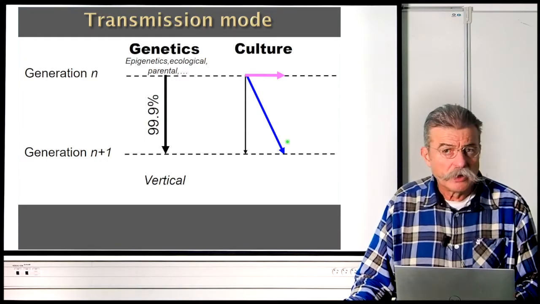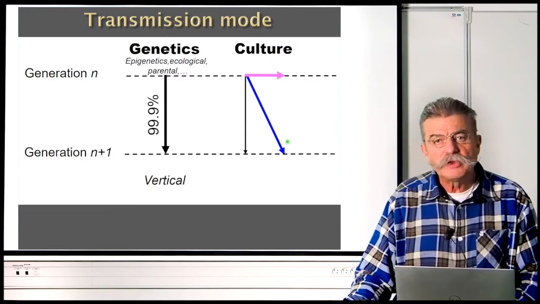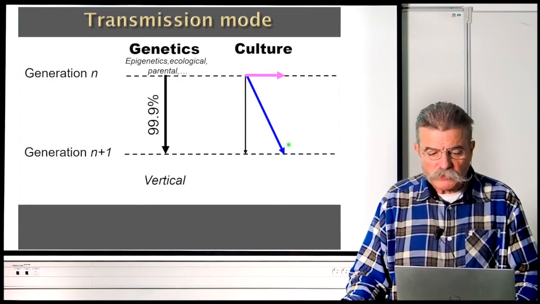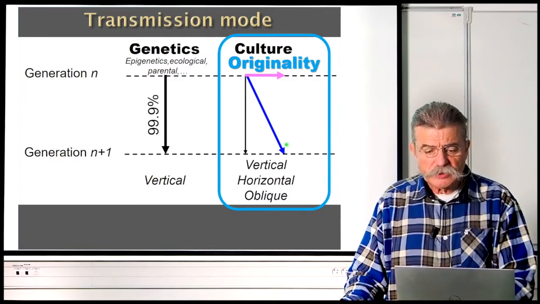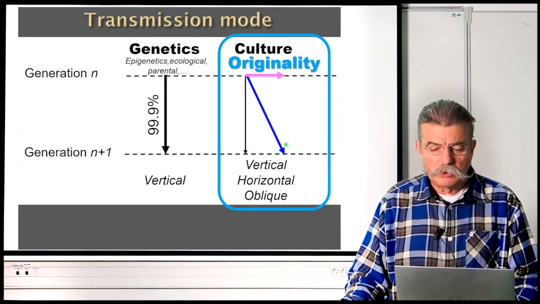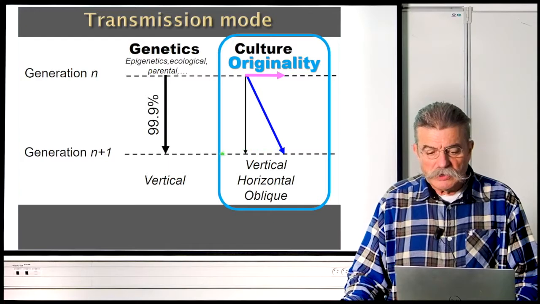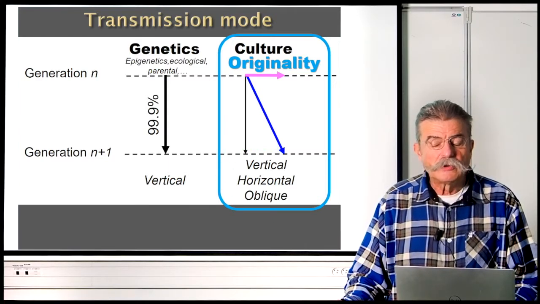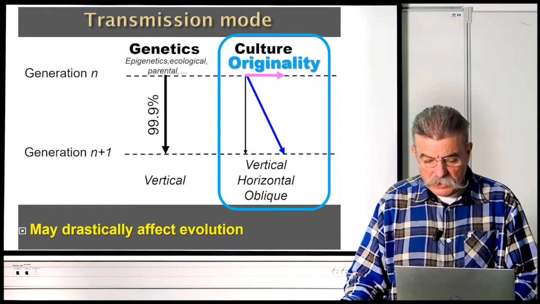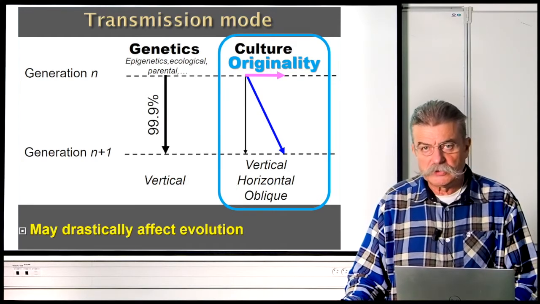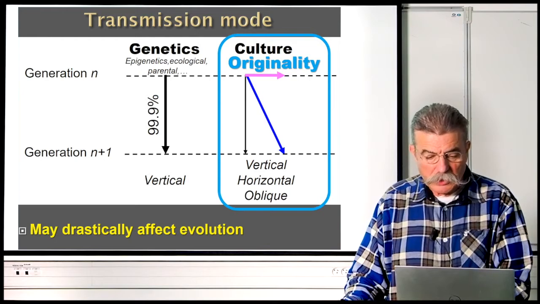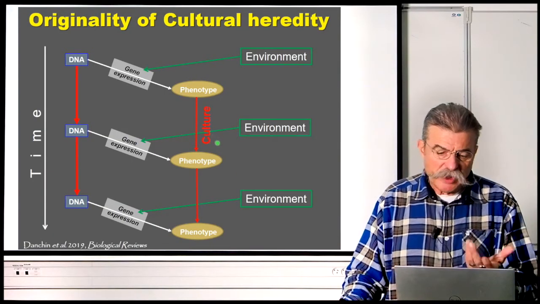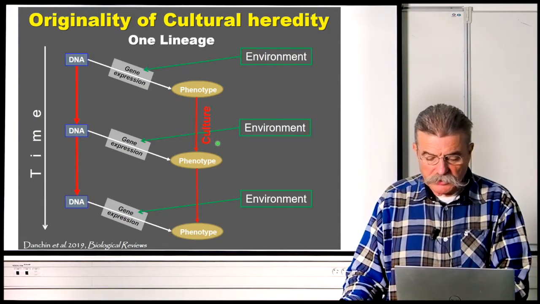For instance, my slang was not transmitted to me by my parents or people from the previous generation, but by colleagues, same age people. So this is a unique originality of culture in that it is indeed vertical, but also horizontally and obliquely transmitted. And this has a potential to drastically affect the process of evolution. So this diagram is a bit misleading if you see it only like this.